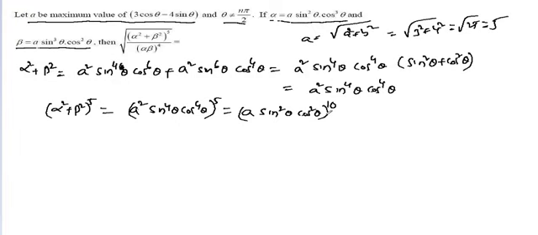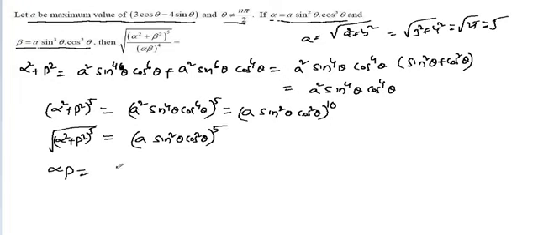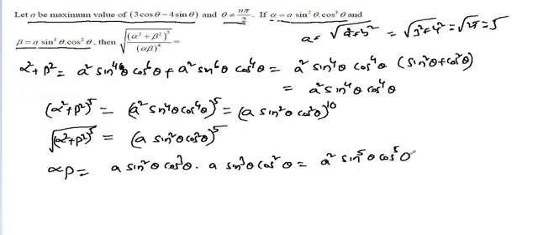a sin square theta cos square theta whole power 10. Now we find alpha square plus beta square whole to the power of 5 under root, that is equal to a sin square theta cos square theta whole to the power of 10 by 2, that is 5. And alpha beta is equal to a sin square theta cos cube theta times a sin cube theta cos square theta, that is equal to a square into sin power 5 theta cos power 5 theta.